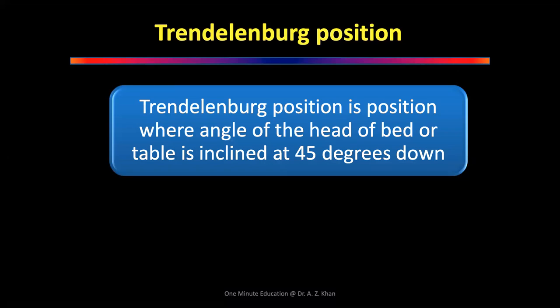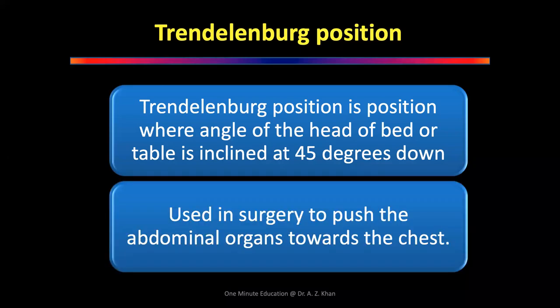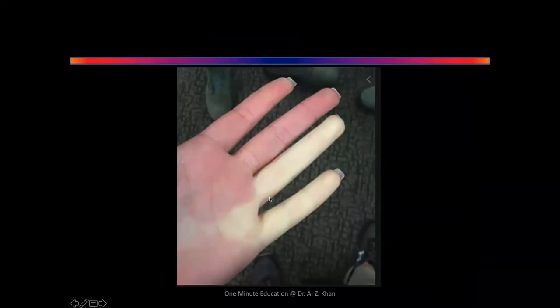Anywhere, anytime, whenever there is hypotension, you want to overcome the hypotension, you do a Trendelenburg's position, where the angle of the head is inclined to 45 degrees. It improves the venous return. Trendelenburg's position. What is this?